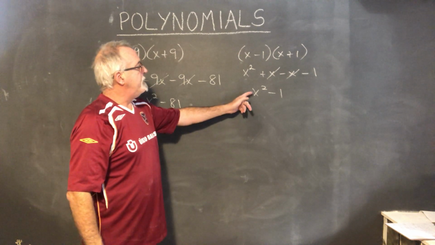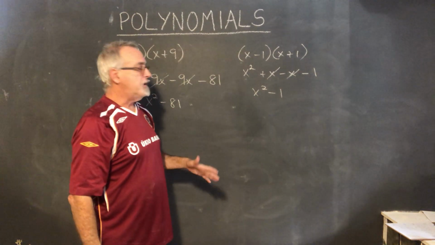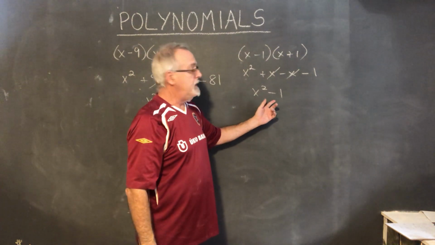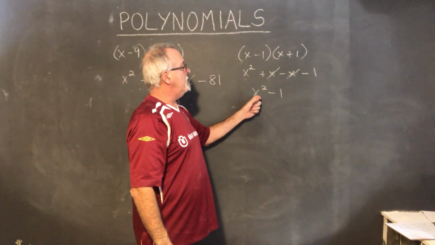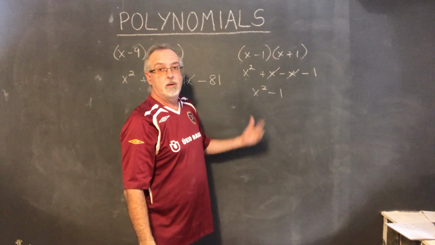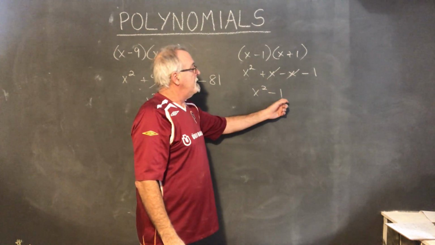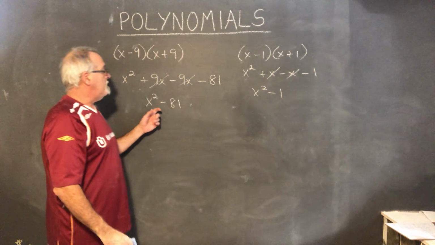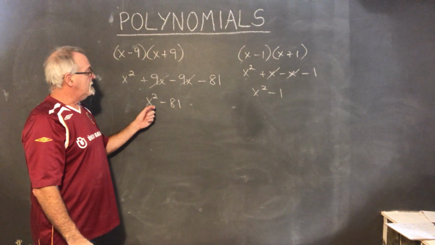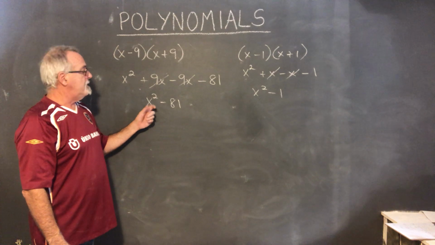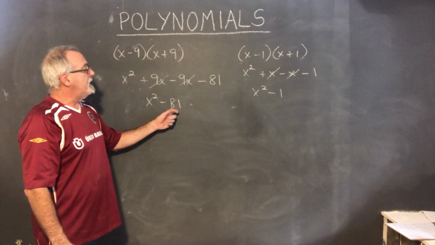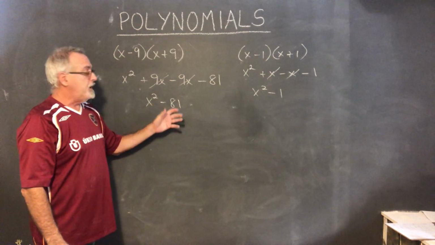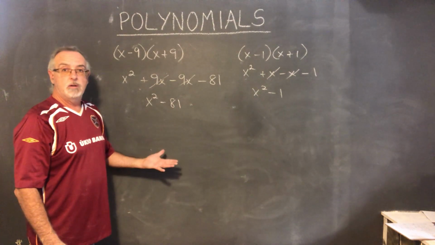There's a name for this in math. It's called the difference of squares. Difference because it's a subtraction, and squares because both of the terms are squares. x squared is a square. It's x squared. And 1 is a square. It's 1 squared. Same here. This is a difference of squares. x squared is a square. It's x squared. And negative 81 is, well, not the negative part, 81 is a square. It's 9 squared.